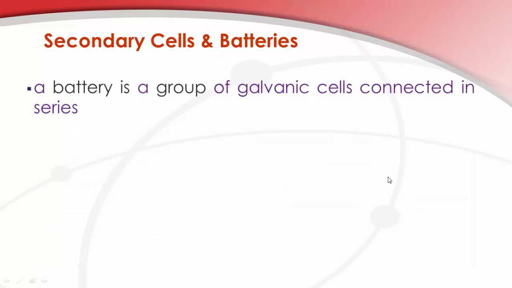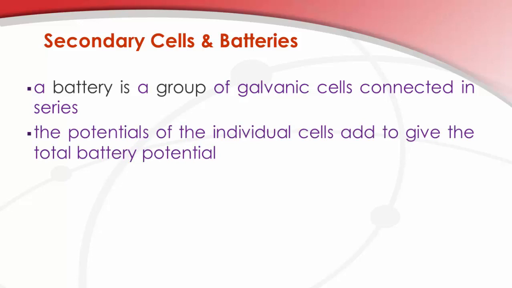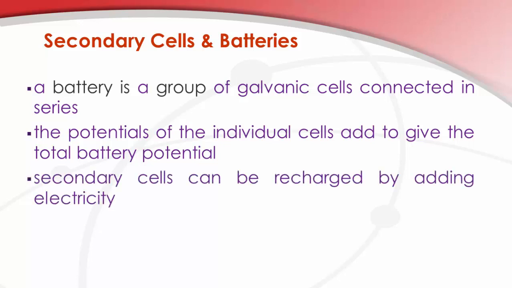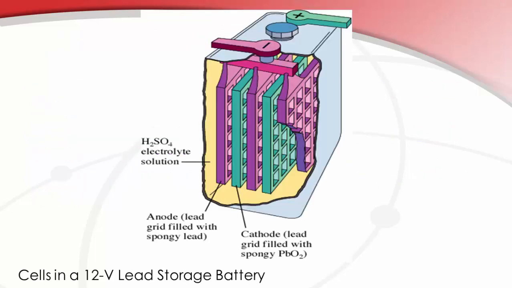Okay, so let's talk a little bit about some direct applications of the ideas. A battery, where we started all this talking about batteries in electrochemistry, is just a group of galvanic cells connected in series. And each one of those cells gives a little extra push to those electrons, to the total battery potential. Now, secondary cells can actually be recharged by adding electricity, so they go from being a galvanic cell to being an electrolytic cell, just by virtue of pushing electricity into them. So that's what happens when we charge a battery.